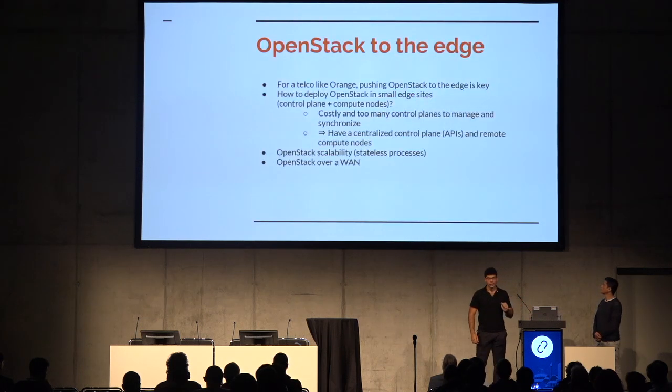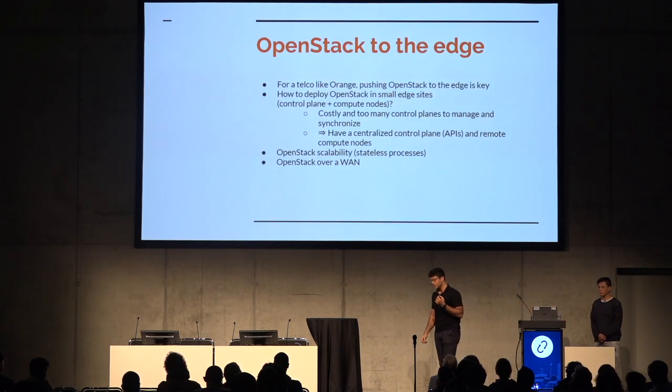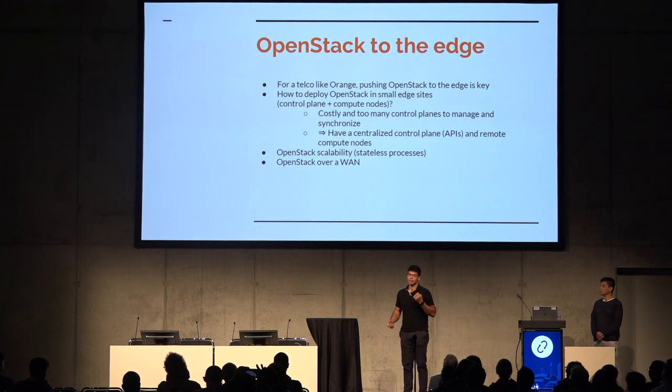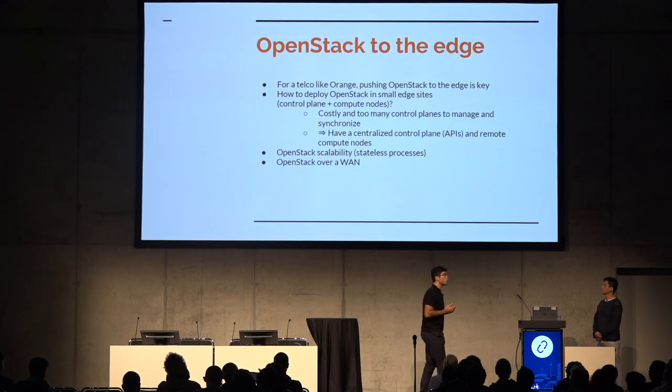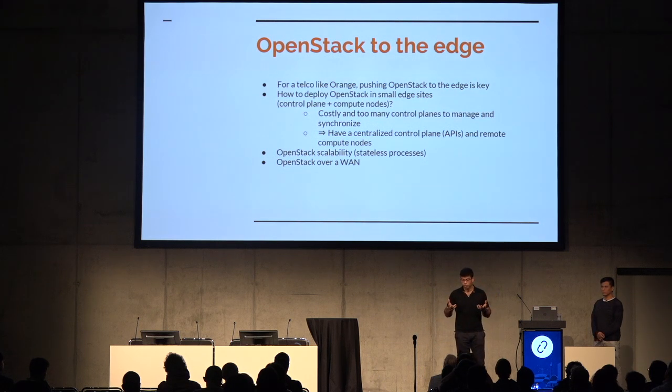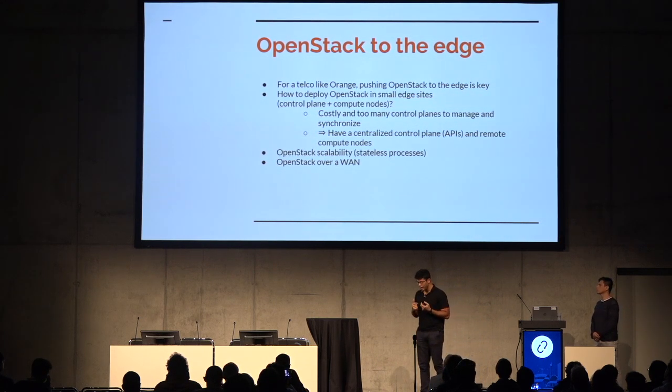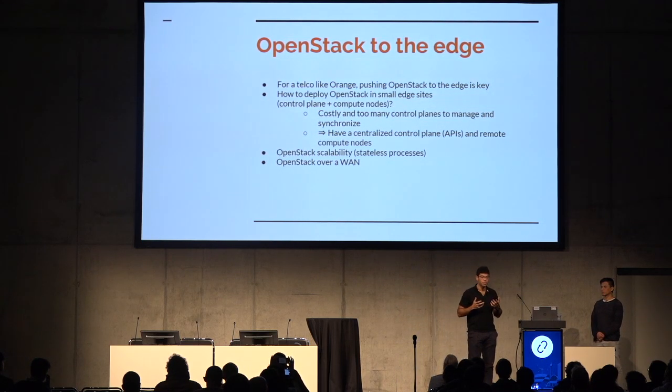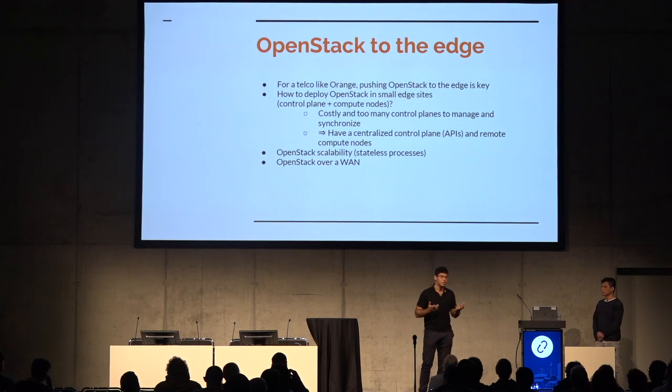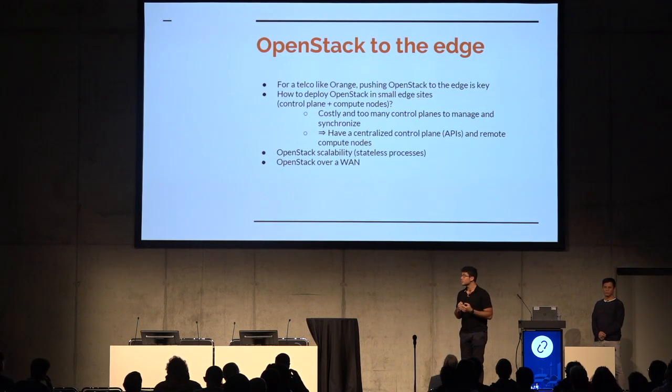So for a telco like Orange, pushing OpenStack to the edge is key. Why? Well, a telco can always deploy OpenStack like any other cloud provider in big data centers. It works very well, but should it do just that? Well, we don't think so. Why? Because a telco has the privilege of being as close as possible to its customers. So it should leverage this privilege and use its network to deploy OpenStack on the edge.